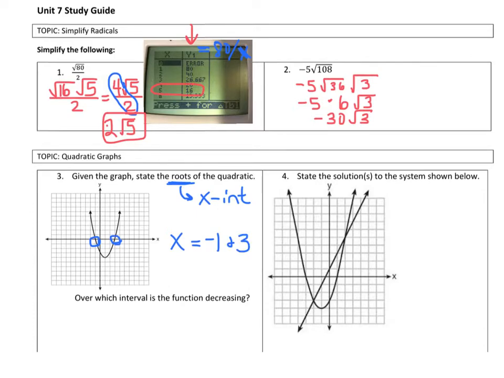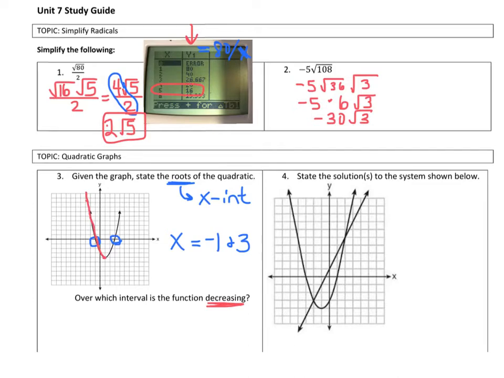The next question gives students a little bit more difficulty. It says, over which interval is the function decreasing? So this is the way I like to look at it. I say, where is the graph going down? And so clearly that would be all of this. Okay, and then it stops going down right there at the vertex or the turning point.